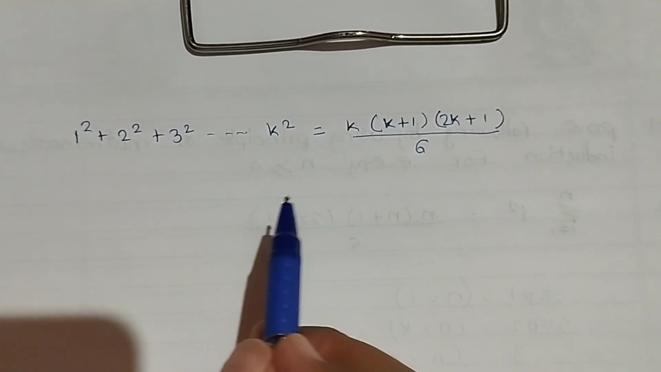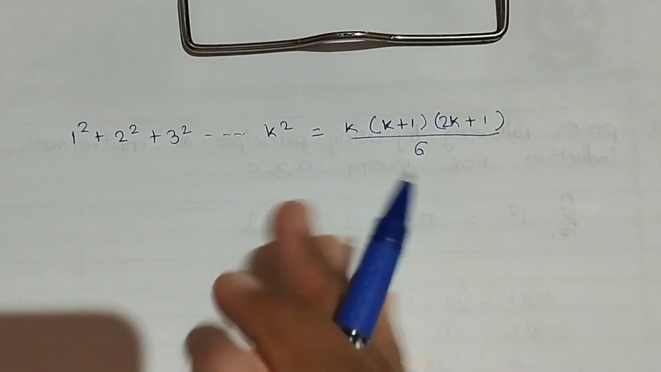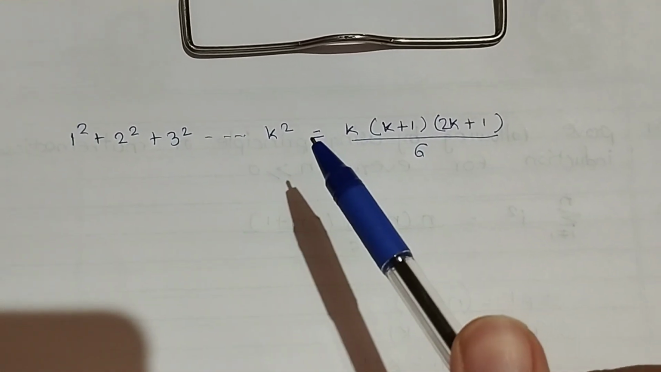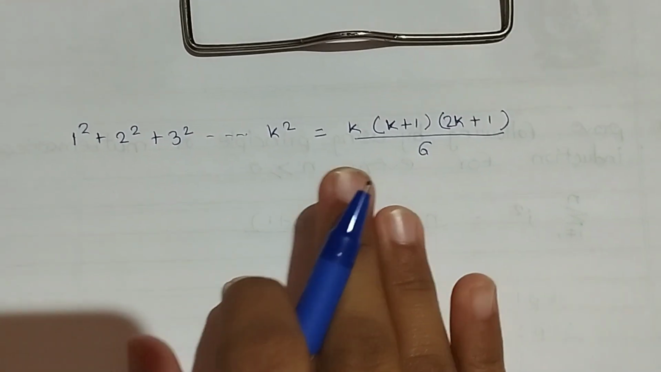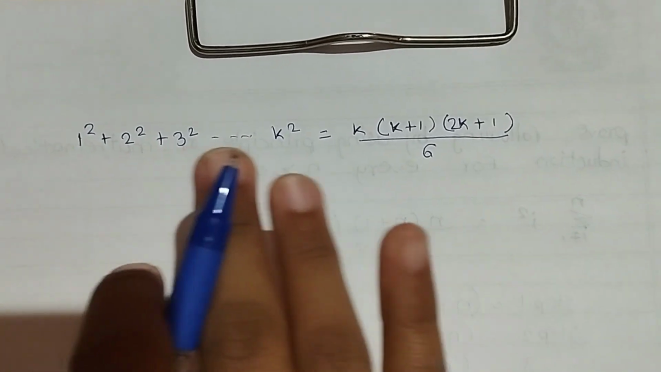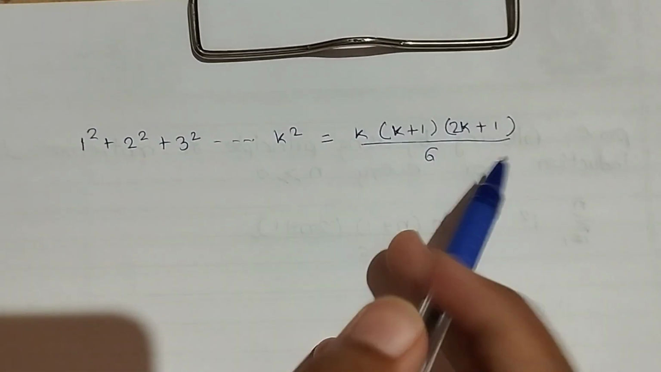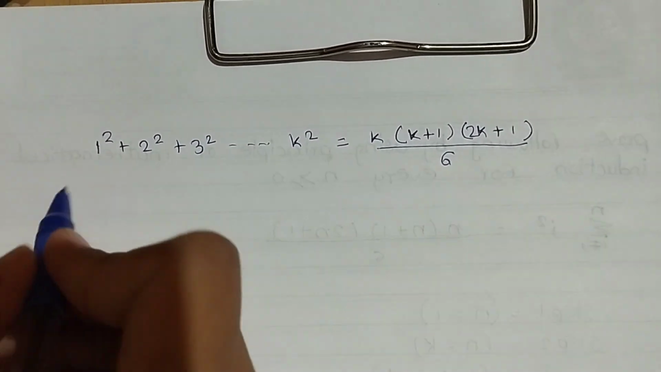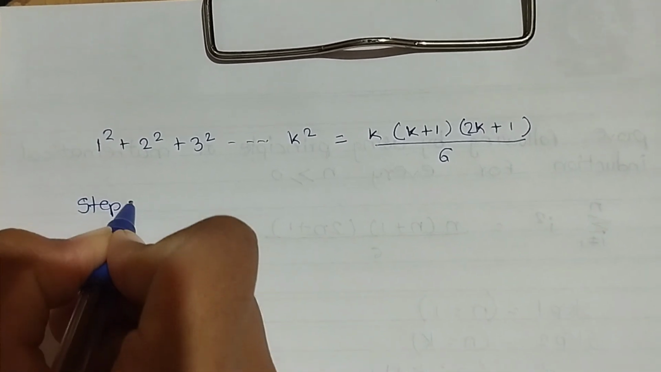We do not yet prove that LHS is equal to RHS here. When we put n equal to 1, that time we proved LHS is equal to RHS. But when we move to the second step, we only write the equation in k form. So when we put n equal to k, we write the LHS and the RHS in k form. So step number 2 is complete now. Now we move to step number 3.